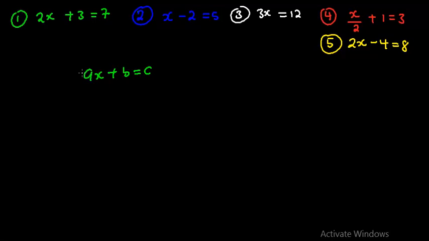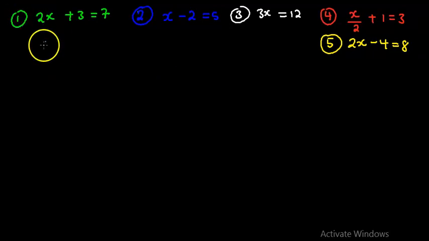Let's assume we are given this kind of problem. The first problem is 2x plus 3 equals 7. Second problem, x minus 2 equals 5. The third one is 3x equals 12. The fourth one, x divided by 2 plus 1 equals 3. And the last one, but not the least, 2x minus 4 equals 8. And you are asked to solve these problems. How can we do that?